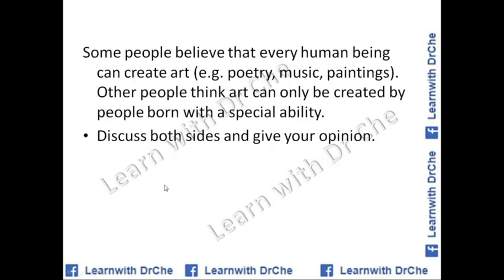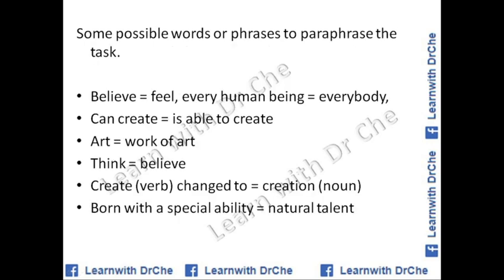Okay, don't use them. Some people believe that every human being, this is an example. Let us look at the example and write an introduction. Some people believe that every human being can create art like poetry, music, paintings. Other people think that art can only be created by people born with a special ability. I have already taught you sentence paraphrasing. So, discuss both sides and give your opinion. This is the question.